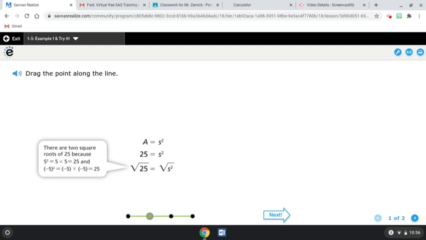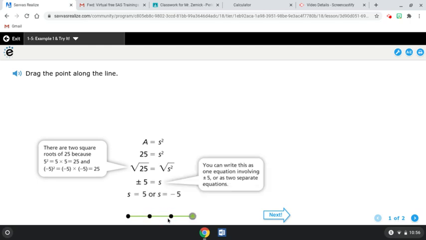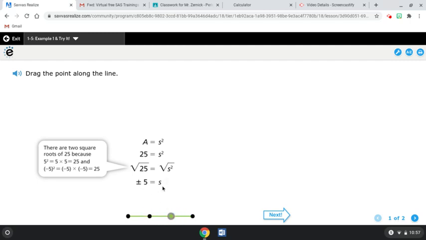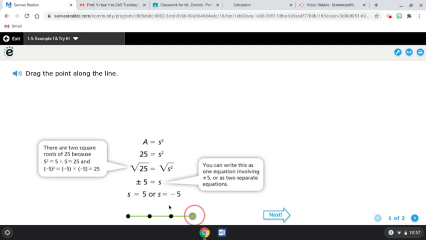What's really important for your notes again is that you write down that there are two answers to all square root problems. One is positive and one is negative. In this case, positive 5 and negative 5. Let me go back one here. You can see that they wrote S equals plus or minus 5. That symbol in math just means that it could be a positive 5 or it could be a negative 5. And if we slide this over, you will see that S equals 5 or S equals negative 5. So all of this basically is telling you the same thing.